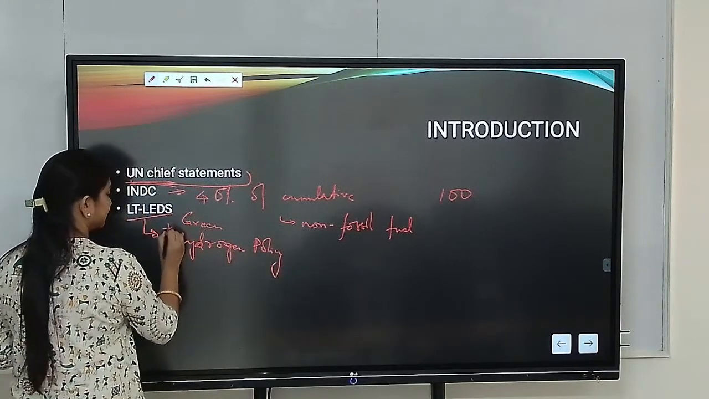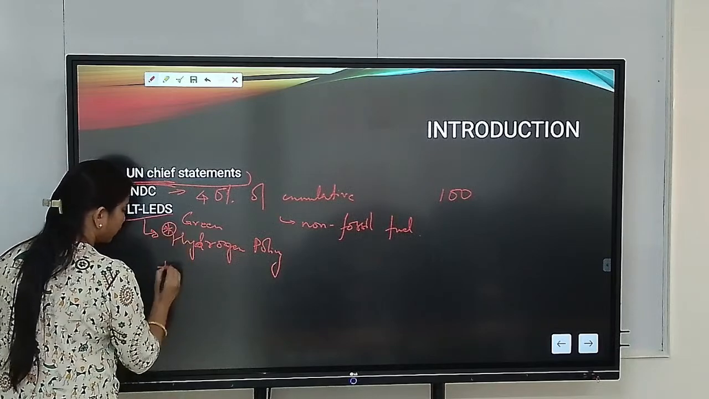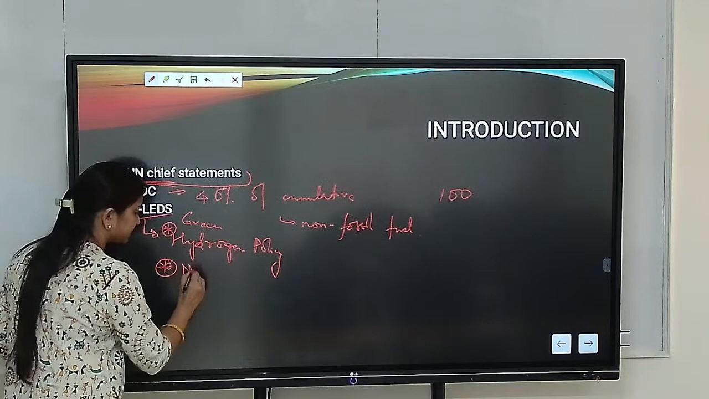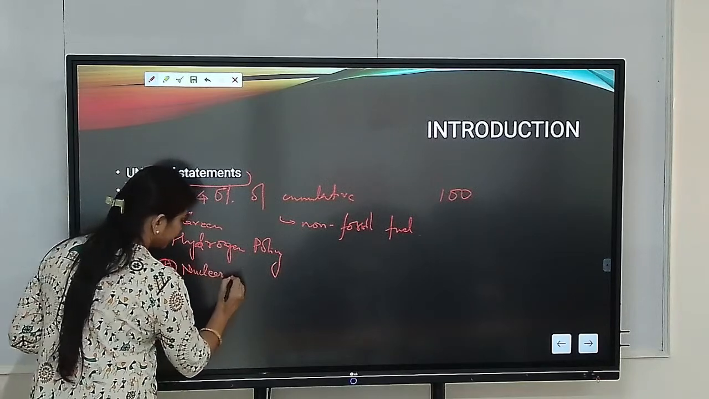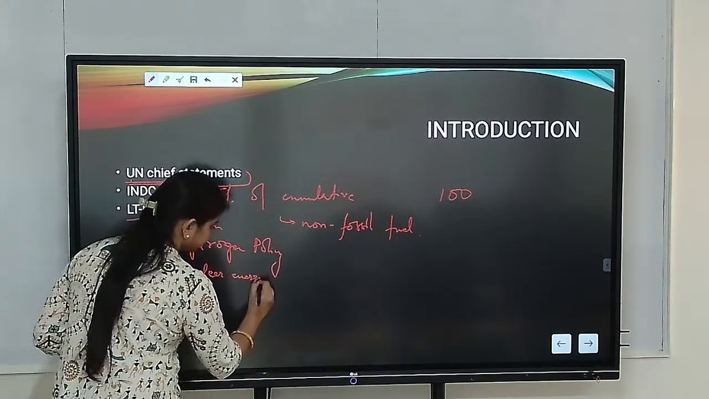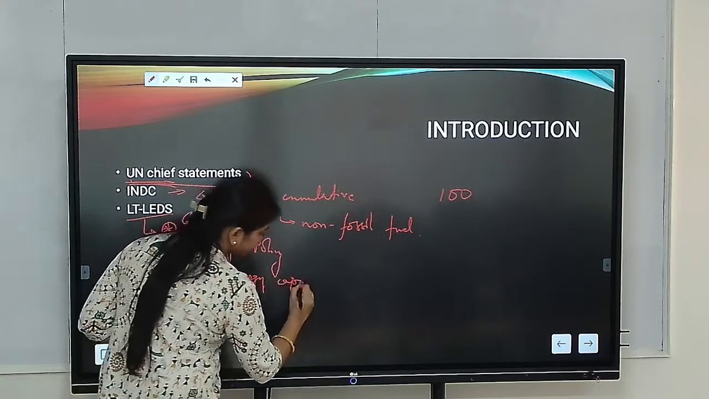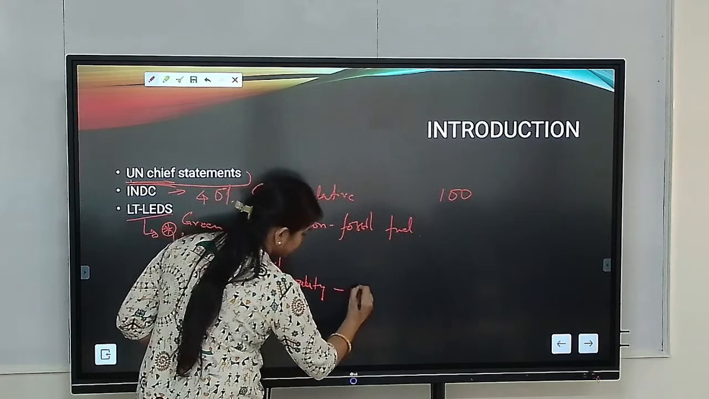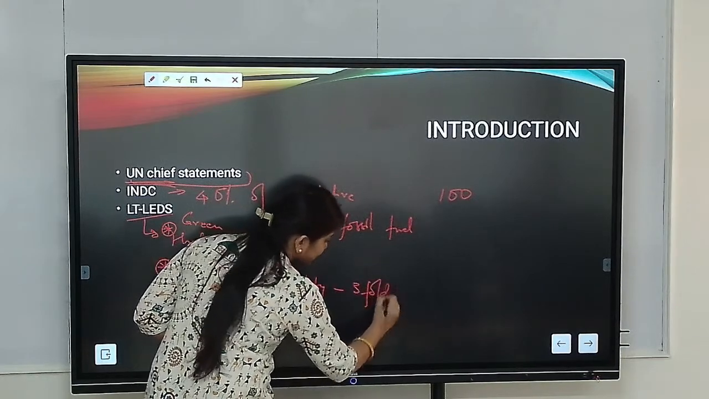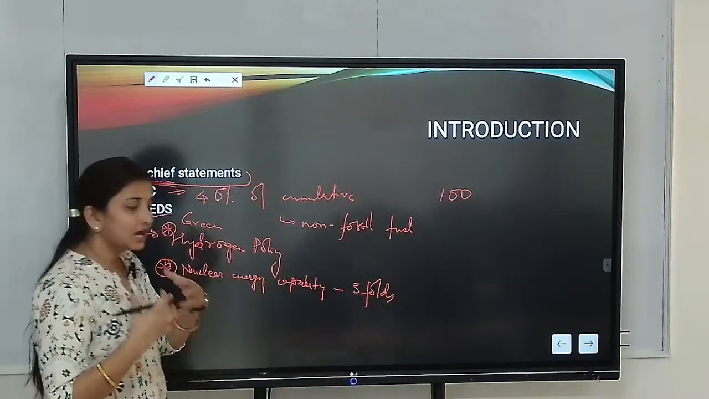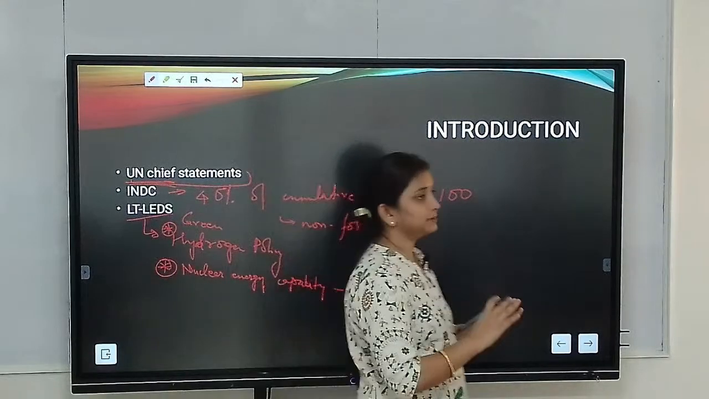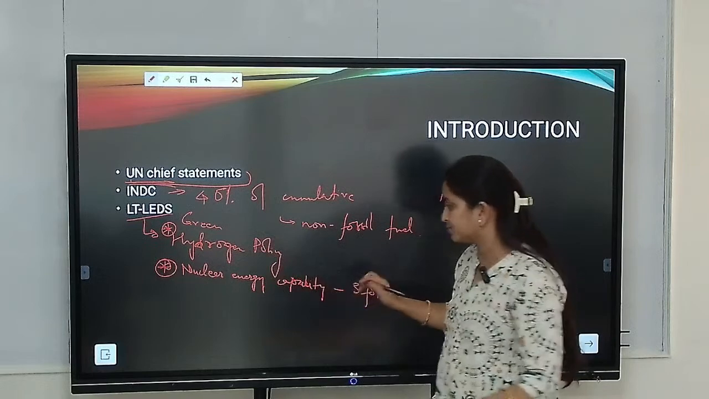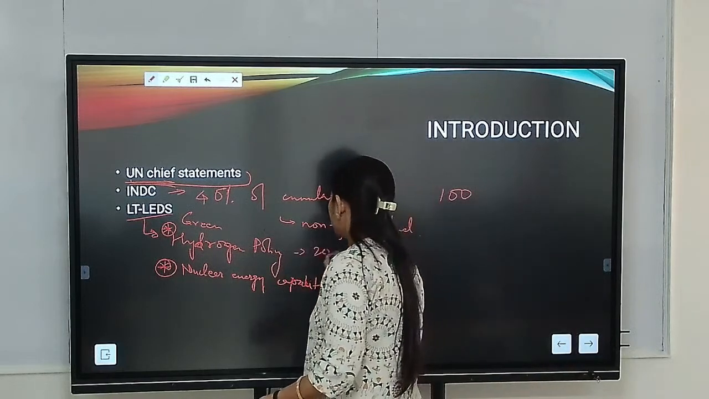That is the first thing, and we will also be addressing increasing our nuclear energy capability. Nuclear energy capability must be increased threefold. So this was our LT-LEDS, that our nuclear energy capability will be increased threefold, plus we will be shifting towards the green hydrogen policy. This policy came up in 2021.